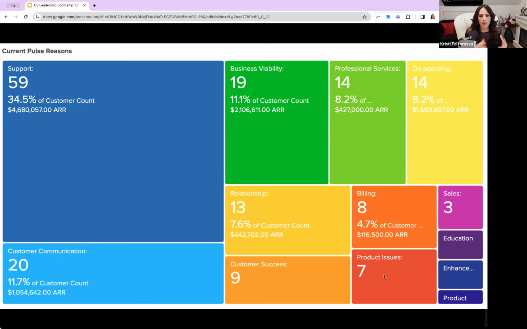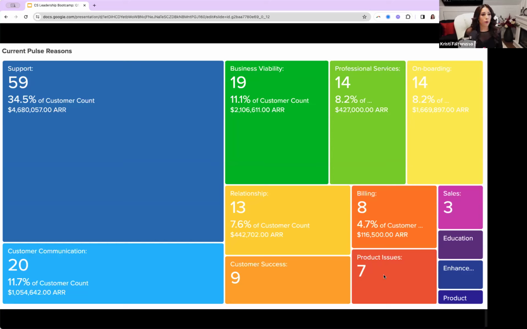But what this does is it allows me to very easily identify some of the reasons why our customers are at risk. Now, this one in particular is focused on risk, so this is analyzing risk reasons. So here I might be saying, okay, support. Maybe there's customer communication issues, business viability. During COVID, that was a big category because so many companies were closing their doors or they couldn't sustain. They had to cut back budgets, cut headcount, all kinds of things.